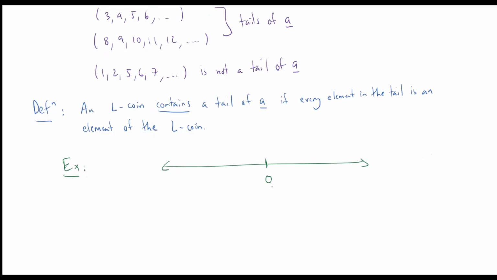Okay, so I'm going to put an L coin, in this case a 0 coin, and I'm going to make it go from -1/4 to +1/4. So this is a 0 coin with radius 1/4. Now we had this sequence, I think we called it B sub n: 1, 1/2, 1/4, 1/8, 1/16, etc.